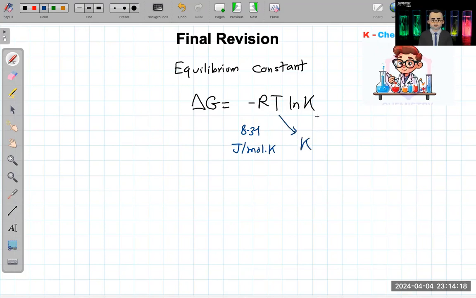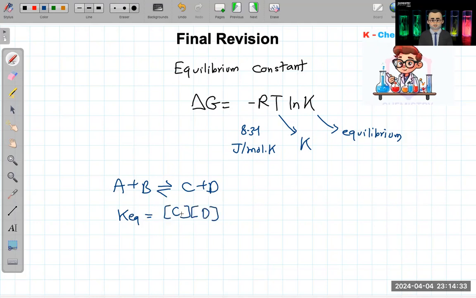And the K is the constant of equilibrium. What is the constant of equilibrium? It's the same constant that we used to find out for A plus B gives C plus D. K equilibrium is equal to the concentration of C multiplied by the concentration of D, each to the power of its coefficient, over the concentration of A multiplied by the concentration of B, each to the power of its coefficient.